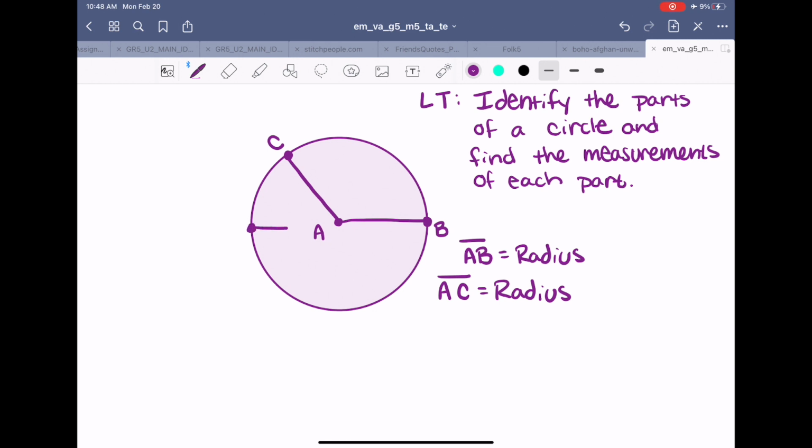Next, we're going to talk about the diameter. The diameter goes all the way across the circle from one point to the next, going through the center of the circle. So this diameter is diameter BD or DB, line segment DB, is the diameter of circle A.